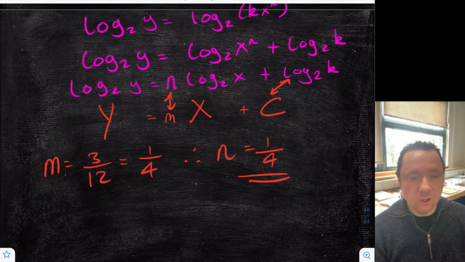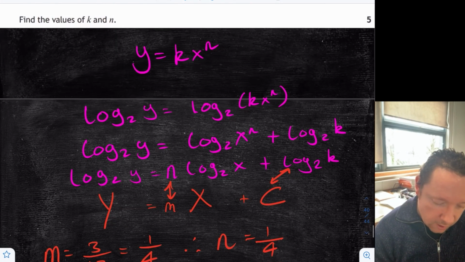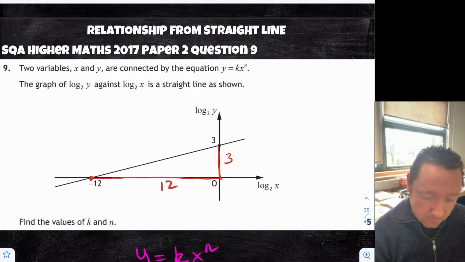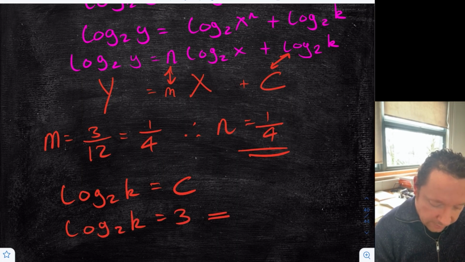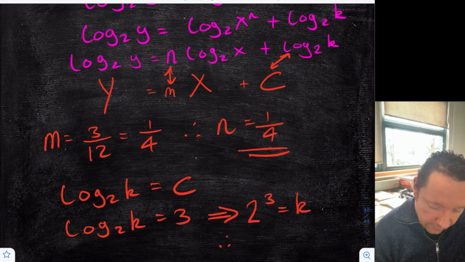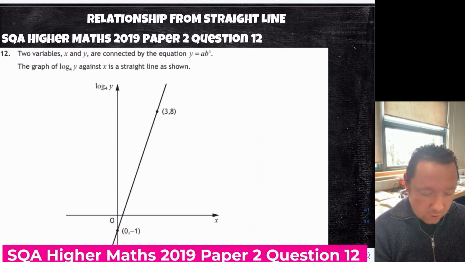Now to get our c, we know that log 2k is where it cuts the y-axis. Our graph tells us it cuts the y-axis at the number 3. So we're just solving log 2k equals 3. That means 2 to the power of 3 equals k. And therefore k equals 8, because 2 cubed is 8. And we're done there. Relation from a straight line for logarithmic graphs.